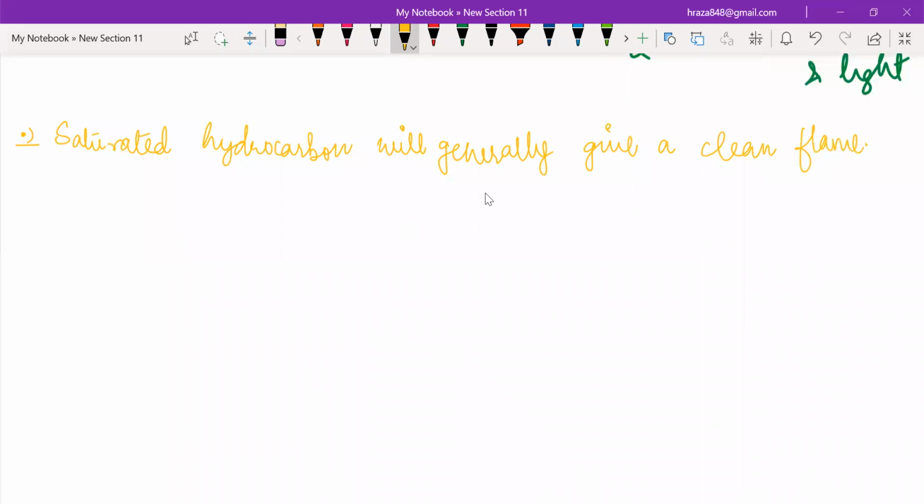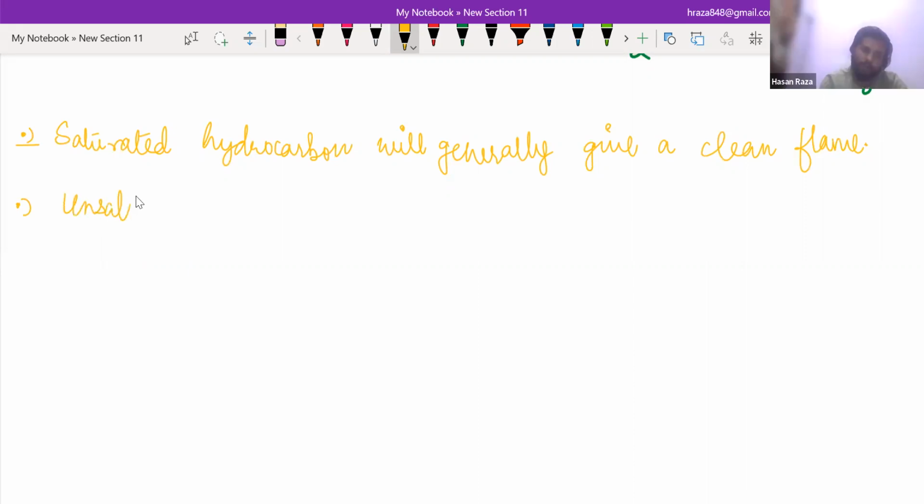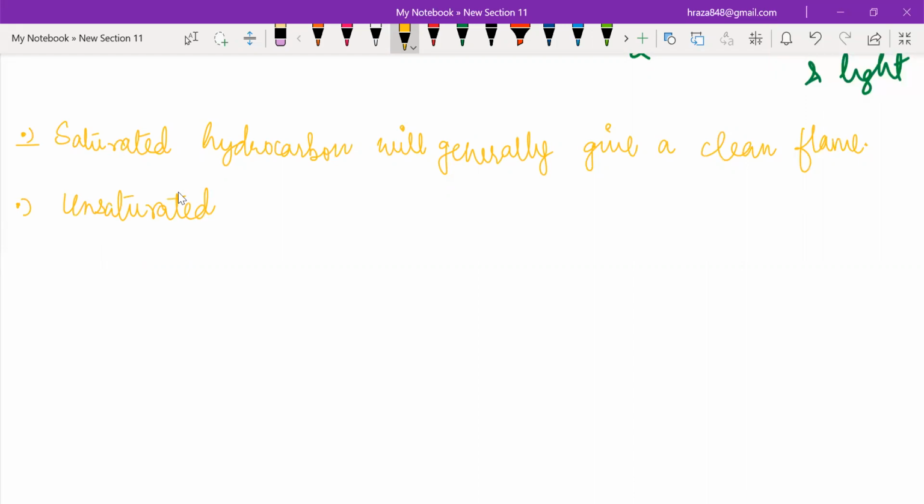Just remember: a saturated hydrocarbon is the one which has a single bond between carbon and carbon. That is alkane. The bond between carbon-carbon being single is called saturated, also known as alkane. So if you burn an alkane, it will give you a clean flame. Is that clear?